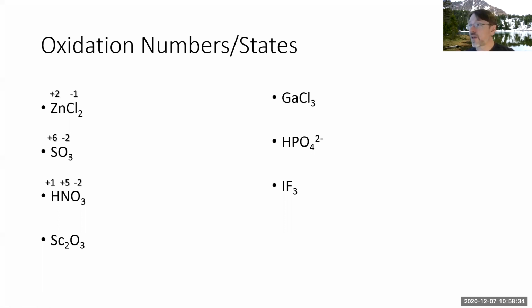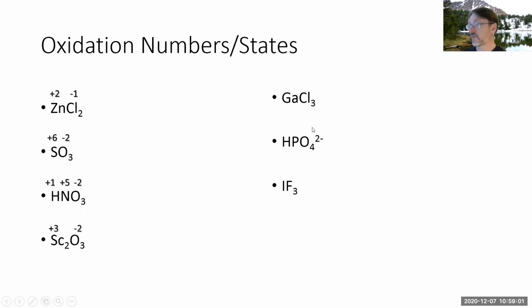I will tell you that on any exam question that I provide, if it is a peroxide, I will tell you. If I don't tell you, it's not a peroxide. Okay, this one is not a peroxide. So we should have -2 times 3 for -6, meaning that each scandium here is going to be a +3.